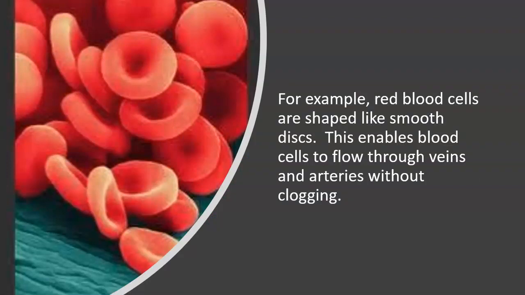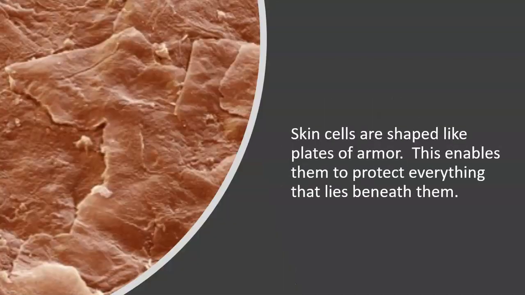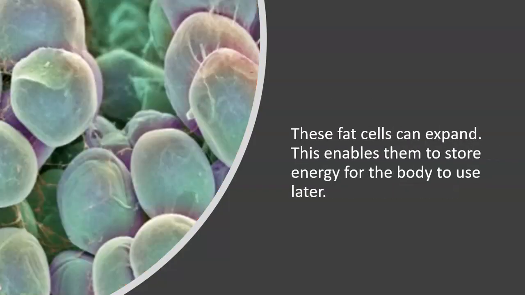For example, red blood cells are shaped like smooth discs. This enables blood cells to flow through veins and arteries without getting clogged. Nerve cells are long and have branching arm-like structures. This enables them to transmit information. Skin cells are shaped like plates of armor. This enables them to protect everything that lies beneath them. And these fat cells can expand. This enables them to store energy for the body to use later.